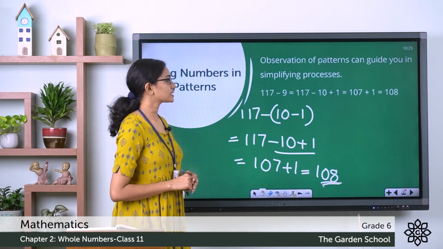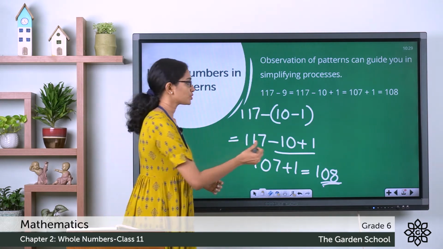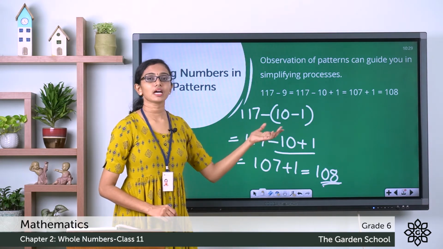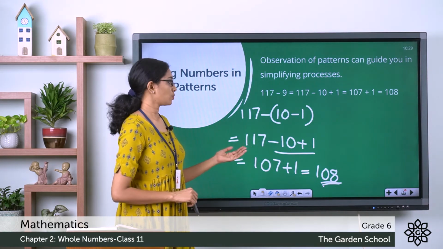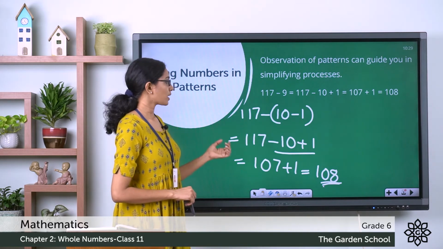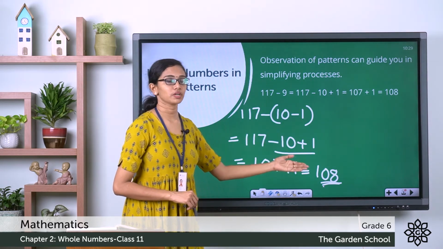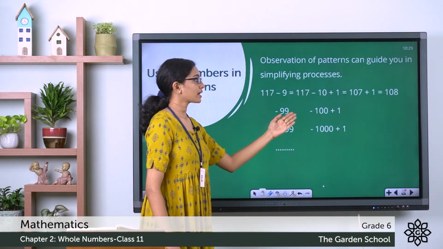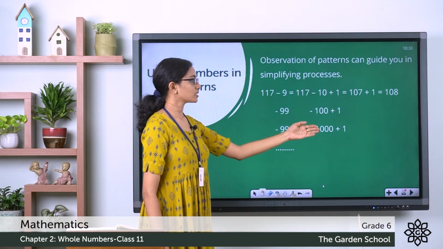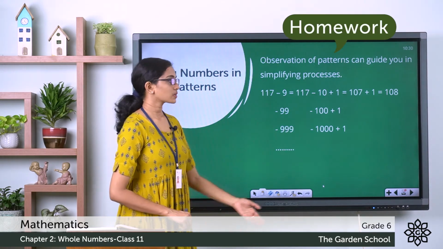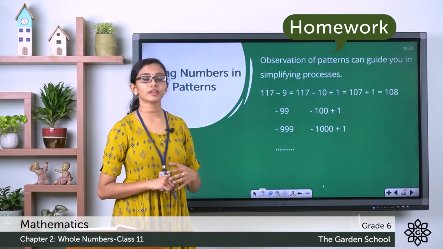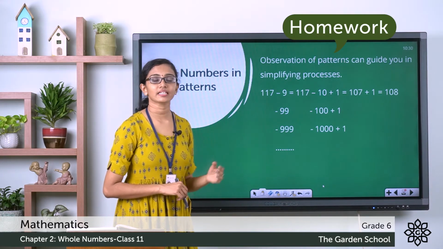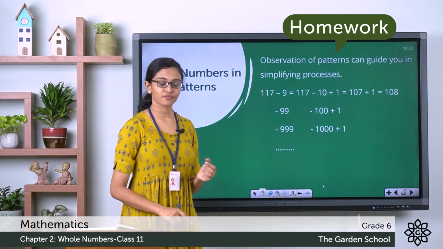So what if I am replacing this 9 by 99? What should be the pattern used here? It should be 117 minus 100 minus 1, which when the brackets are opened will become 117 minus 100 plus 1. So here the pattern will be like minus 10 plus 1, minus 100 plus 1, minus 1000 plus 1 and so on. So you can use this pattern to subtract numbers of the form 9, 99, 999 and so on.